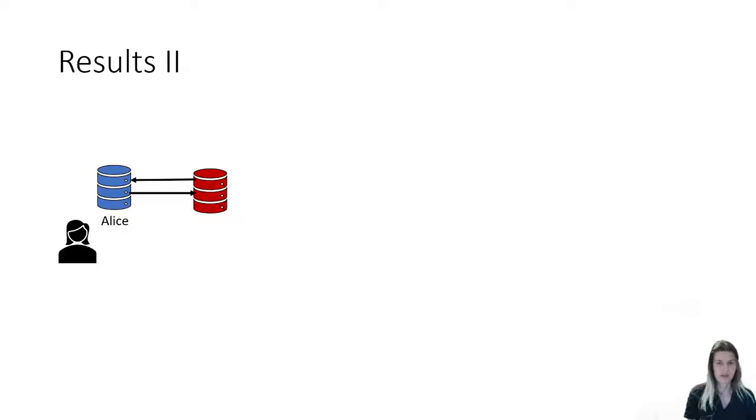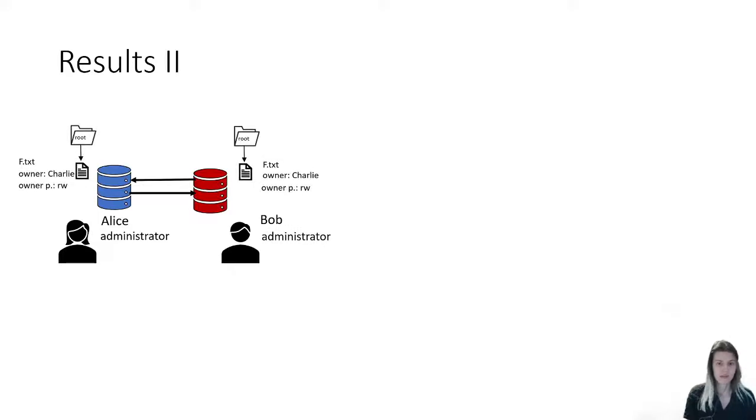To explain our second result, imagine the following situation. Again, we have the distributed file system with Alice working on the left replica and Bob on the right one. This time, both Alice and Bob are administrators. The file root/f.text with owner Charlie and owner permissions set to read and write exists. On her replica, Alice changes owner permissions to write only, and on his replica, Bob changes them to read only. Because both Alice and Bob have equal rights as administrators, we cannot use their role to determine whose action should take precedence. We have identified, therefore, two possible strategies for this scenario.